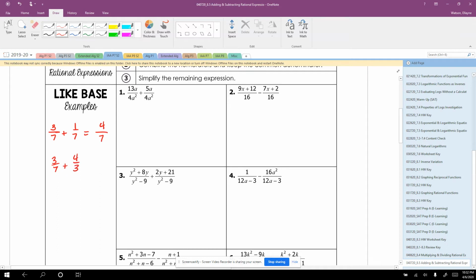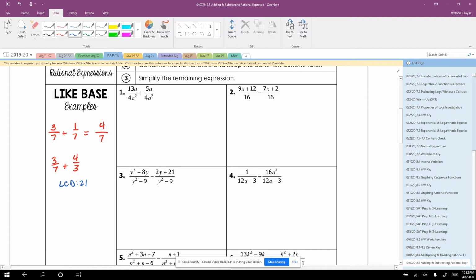Now, what happens if we change that and now we do 3 over 7 plus, say, 4 over 3? Well, this is where we'd have to talk about a common denominator. And generally, we want it to be the least common denominator. So that's a concept we're going to use a lot today. The least common denominator between 7 and 3, most of you know, is going to be 21.